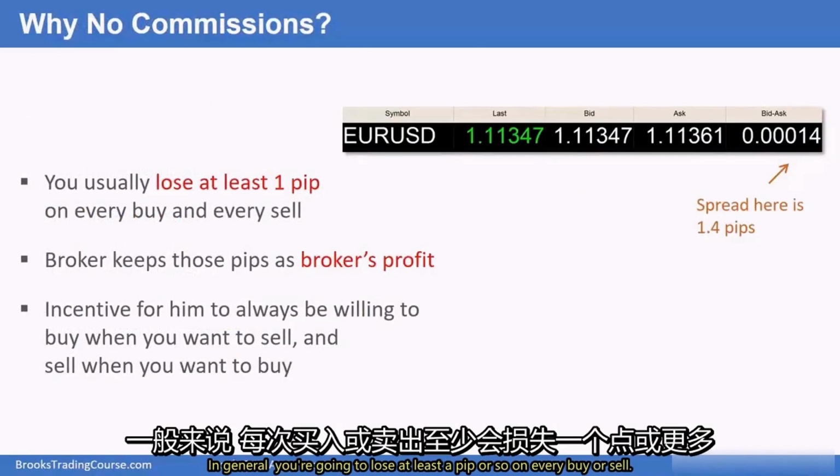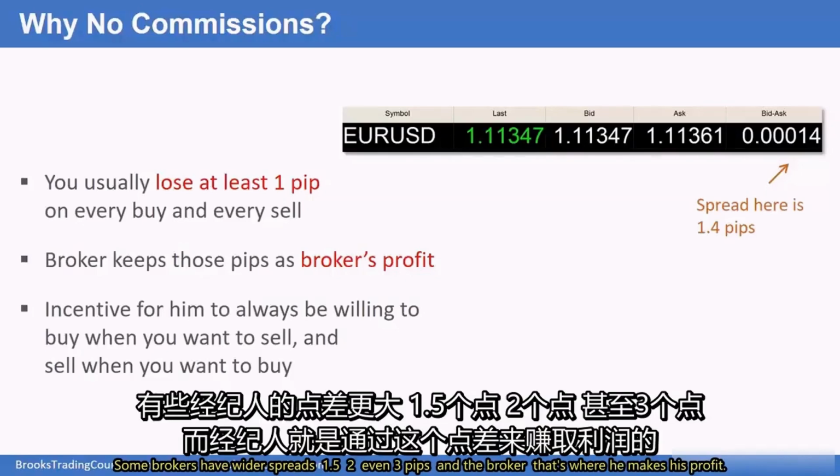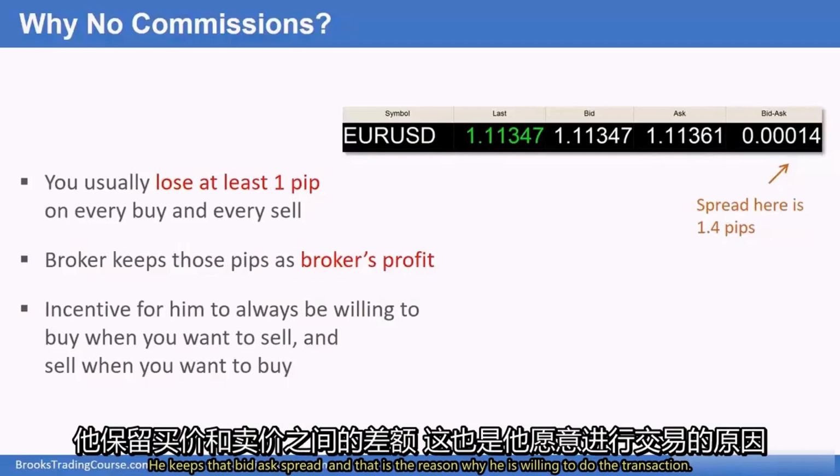In general, you're going to lose at least a pip or so on every buy or sell. Some brokers have tighter spreads, half a pip. Some brokers have wider spreads, 1.5 to even 3 pips. And the broker, that's where he makes his profit. He keeps that bid-ask spread. And that is the reason why he is willing to do the transaction.